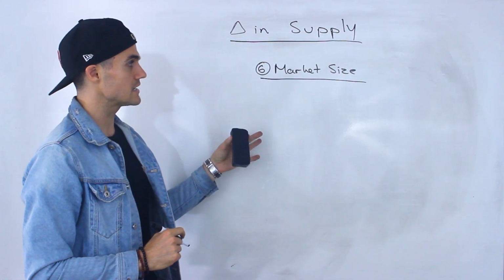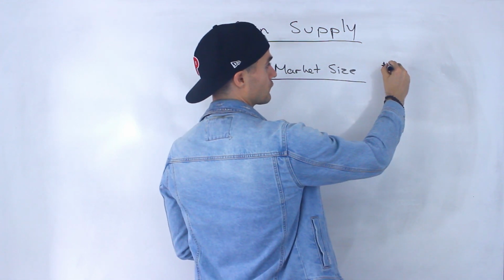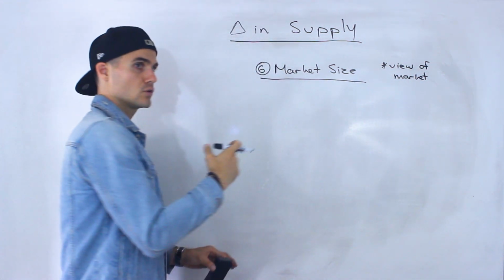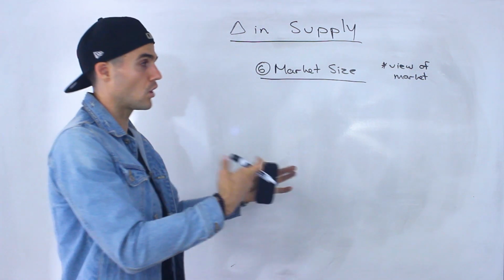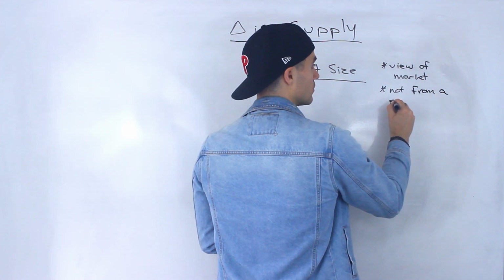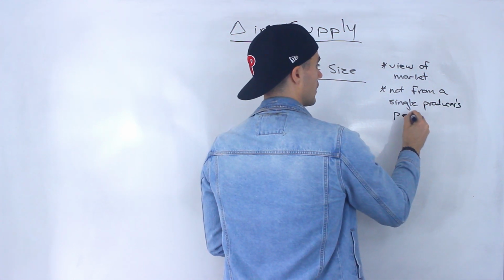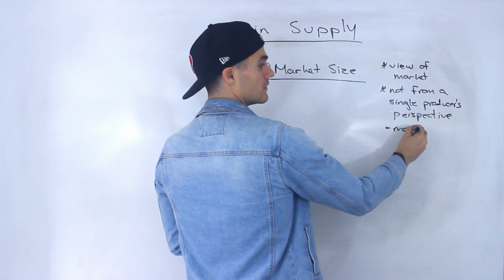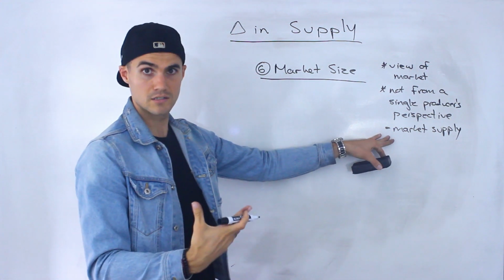And then finally, market size. Now this one's a little bit unique, this last factor, because when we're talking about market size, we have to look at it from the view of the market. So the other factors, we're able to look at the view of a single producer. We could have also looked at a group of producers if we wanted to, but with market size, we're looking at the overall market. So this factor is not from a single producer's perspective. When we're talking about a change in market size, we're looking at the market supply. Okay, so as we talked about, the supply curve can have different scales. We're looking at the market supply curve.